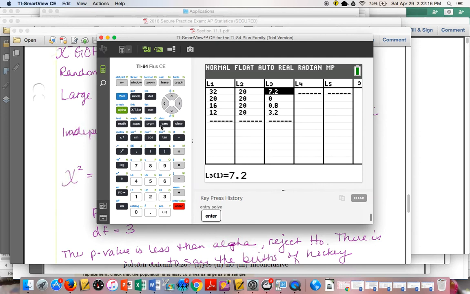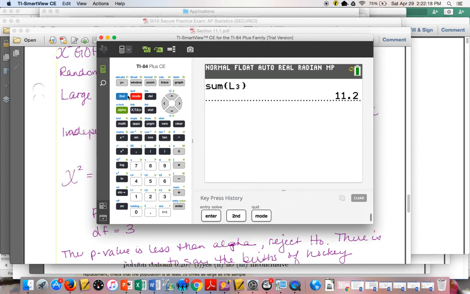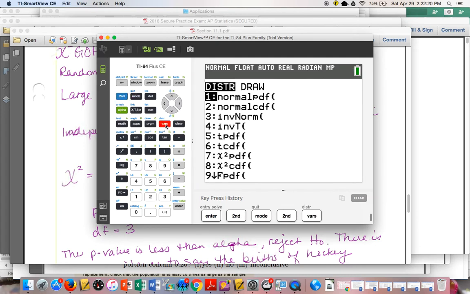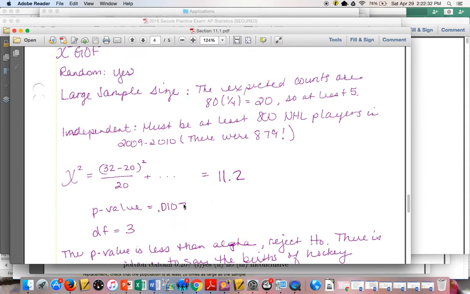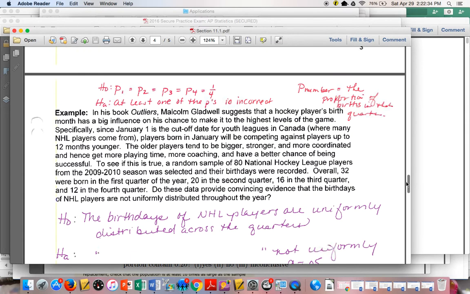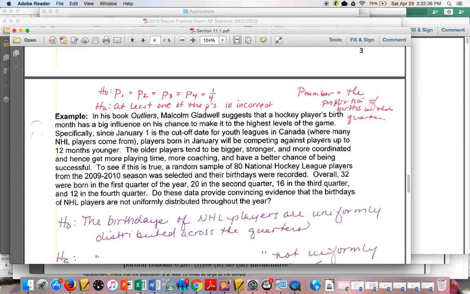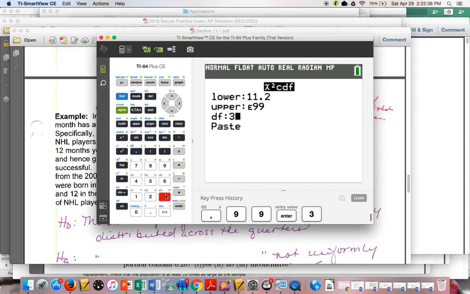To find my p-value, my lower would be the 11.2. My upper will be positive infinity. All right, the degrees of freedom. In this one, how many categories are there? There's 4 categories. We have 4 quarters. So I do 4 minus 1, so I get my 3.